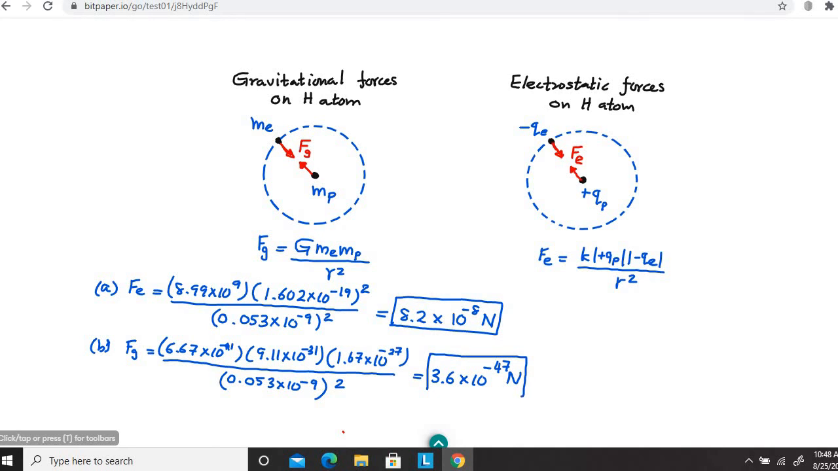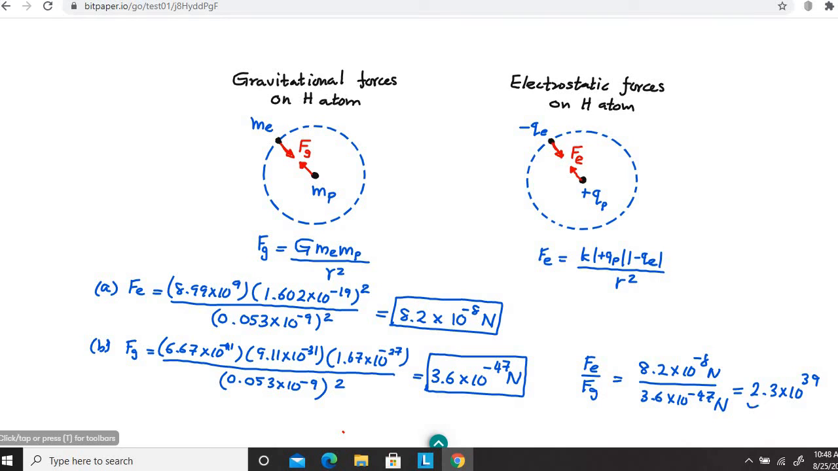Part B also asks another question. So that means find the ratio between Fe and Fg. So it's straightforward. You simply divide these two. So 8.2 times 10 to the power minus 8 newtons divided by 3.6 times 10 to the power minus 47 newtons. And then you are going to get a factor, because the newtons cancels out in the denominator and the numerator. You will get 2.3 times 10 to the power 39.